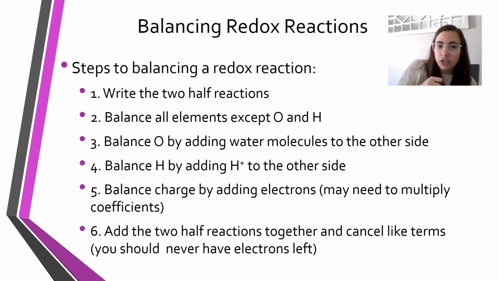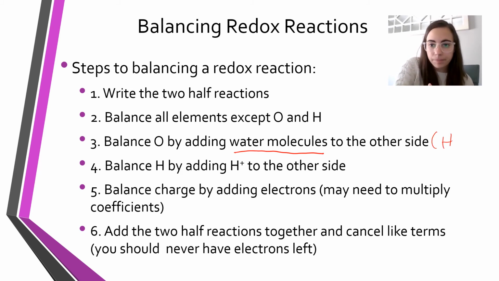So the first thing we're going to do is write those two half reactions. We're going to break apart the oxidation and the reduction. Then we're going to balance every element present that is not oxygen or hydrogen. So anything else that needs balancing, we balance with coefficients, just like we always balance equations with coefficients. Then you balance any oxygens by adding water molecules to the other side, right?